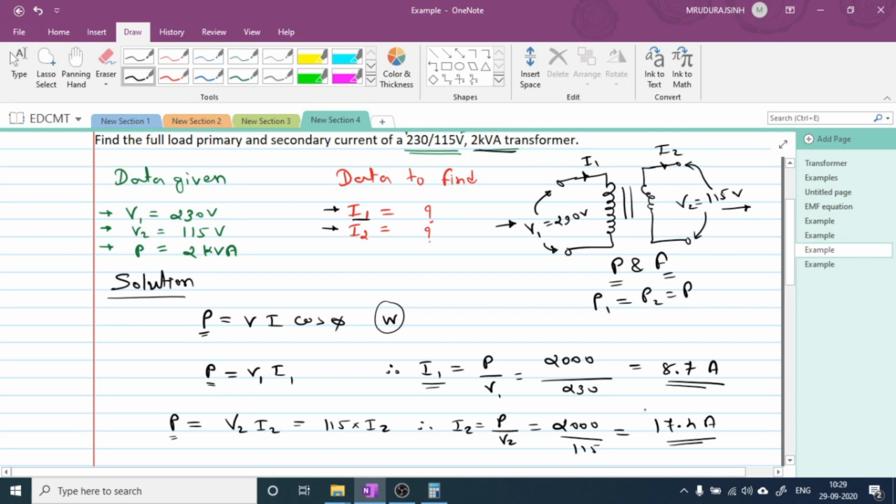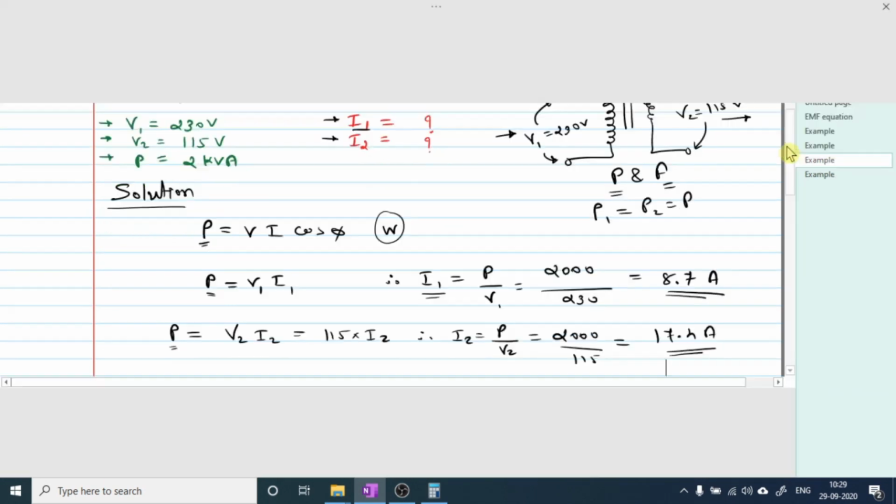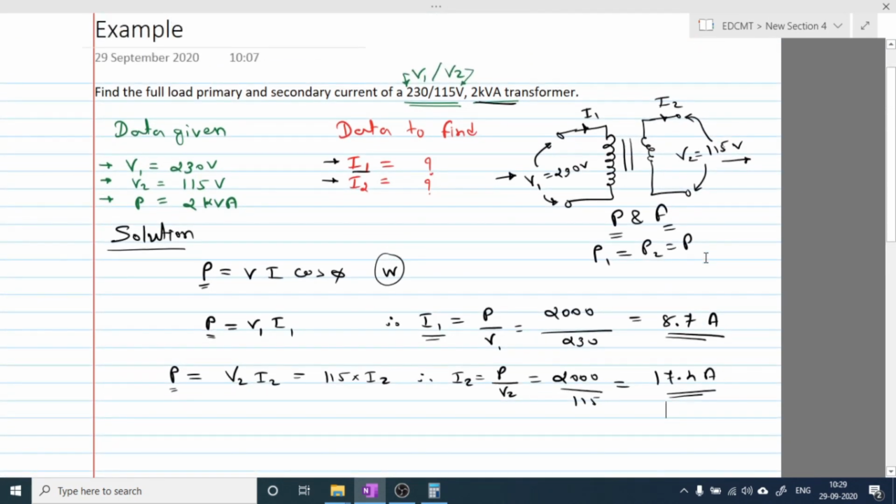This is how you can solve this simple example. If you want to observe this example, you can observe in this manner, right?